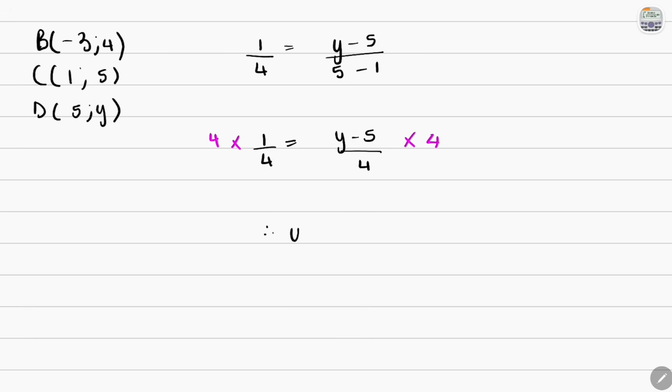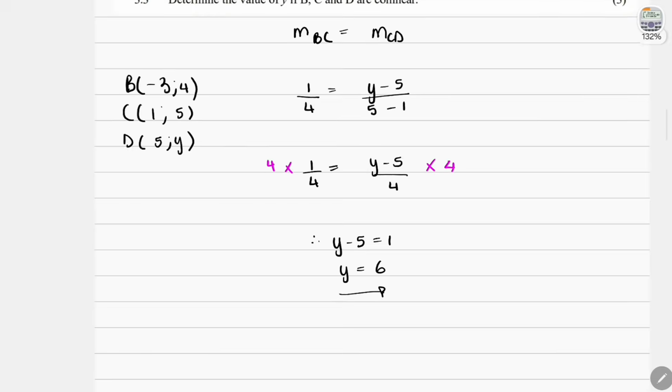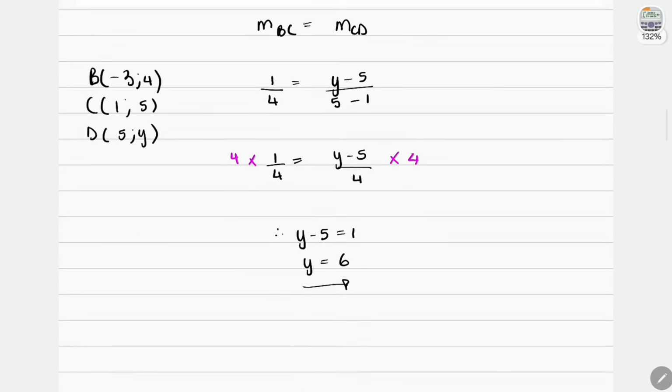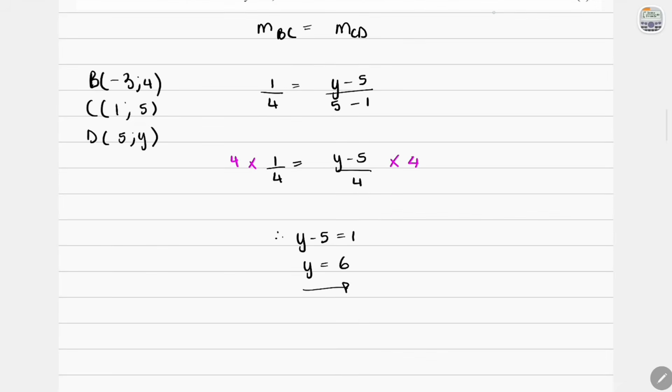So all we're saying is y minus 5 is equal to 1, and so therefore y is equal to 1 plus 5, which is 6. And that is our answer. The value of y is simply 6. Moving on to the next question.